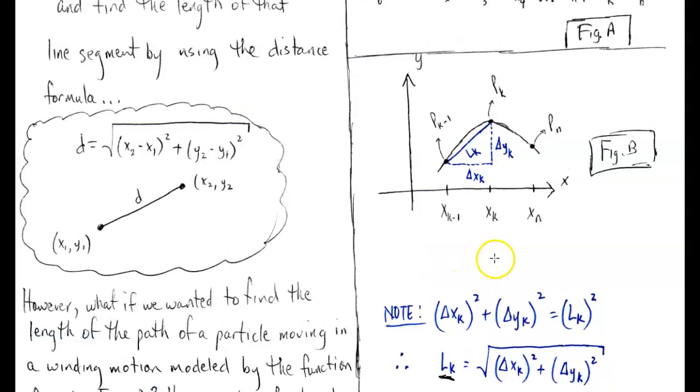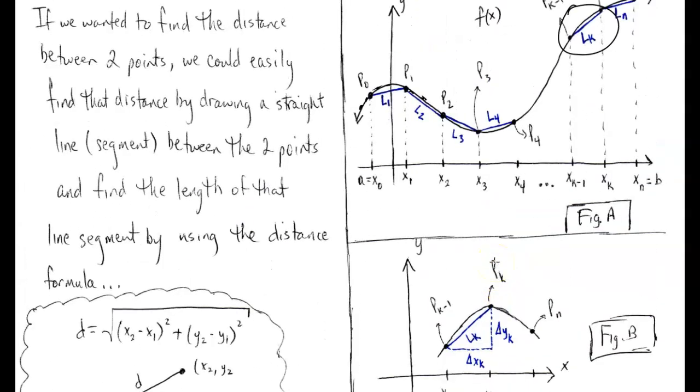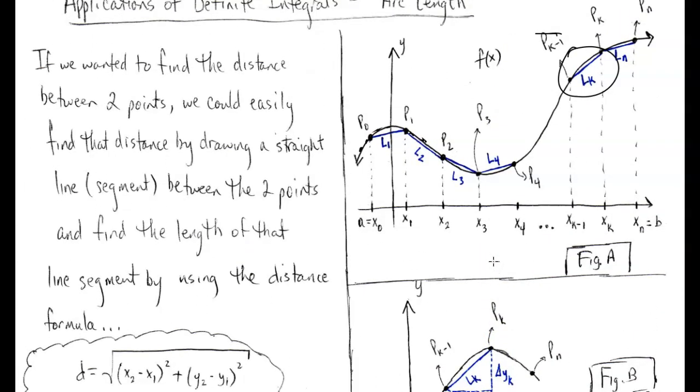So now if we go back to figure A here and we say, all right, I have a way of being able to express this length here, L sub k, in terms of the change in x and the change in y. I could do that for all of these lengths, L1, L2, all the way up to Ln if need be. Okay.